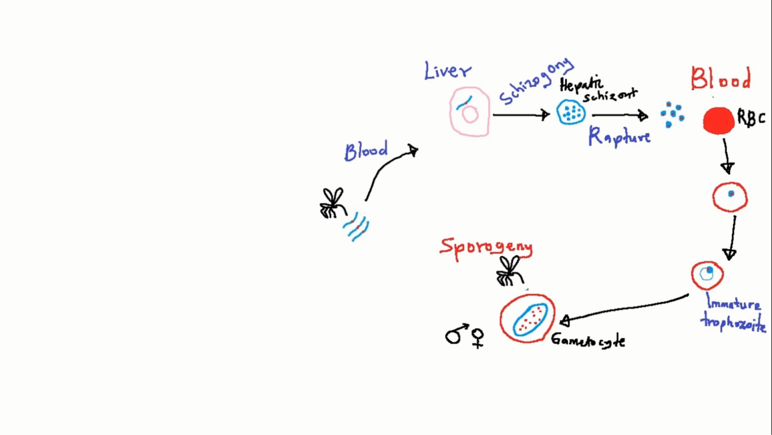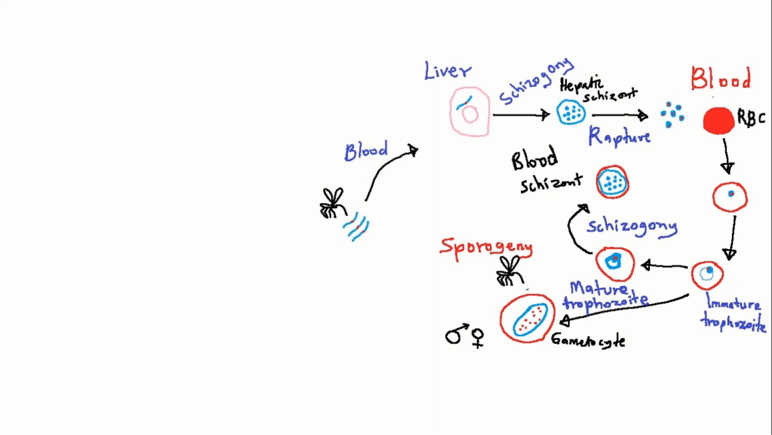Now let's go back to the second possibility for our immature Trophozoite. If it doesn't develop into a Gametocyte, the immature Trophozoite can develop into a mature Trophozoite, which is the grown-up form of the immature Trophozoite. It therefore appears as a thicker ring. The mature Trophozoite again undergoes schizogony inside the red blood cell. This leads to the formation of another schizont, in this case the blood schizont or the erythrocytic schizont.